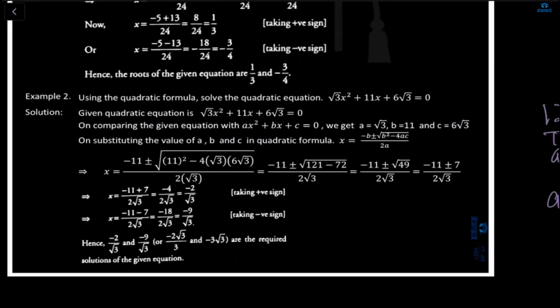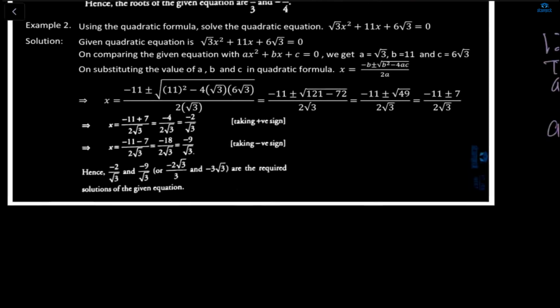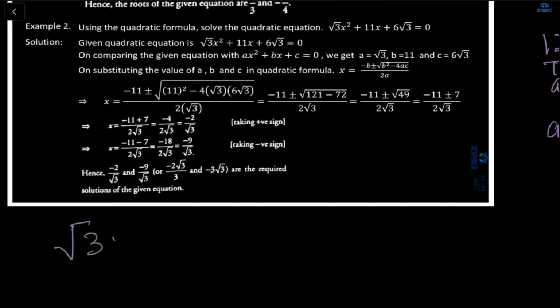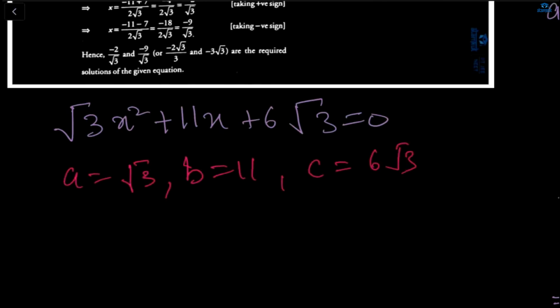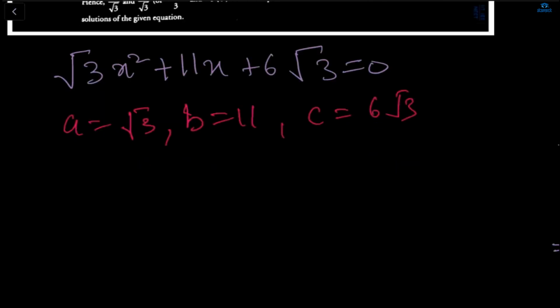Using the quadratic formula, solve the quadratic equation. Now what is the quadratic equation here? It is root 3x square plus 11x plus 6 root 3 is equal to 0. Now here, the value of a is root 3, the value of b is 11, and the value of c is 6 root 3. Now we are going to find b square minus 4ac.